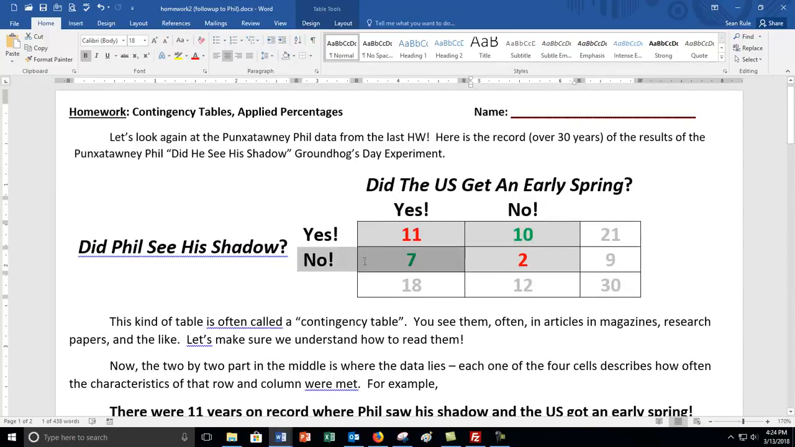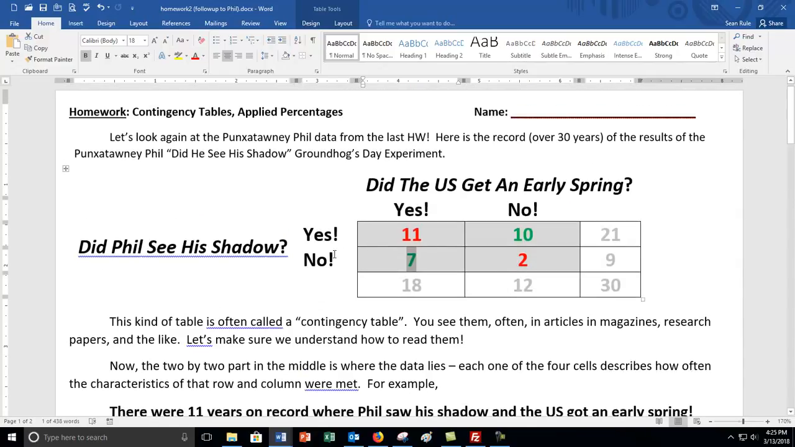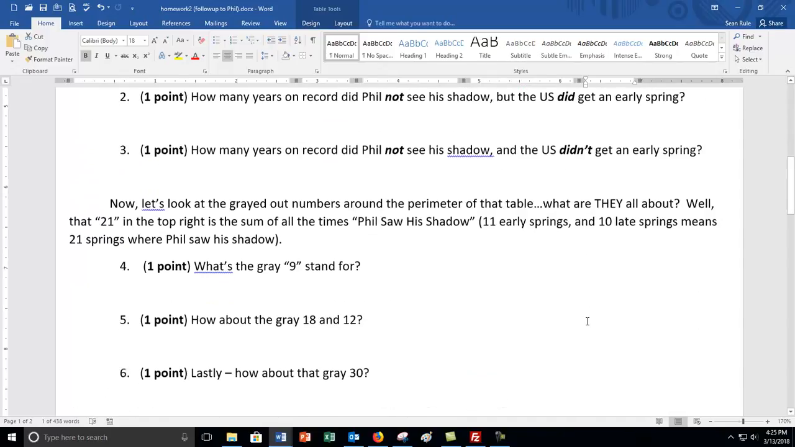Now, here's a not shadow, but yes, early spring. So that's 7 years on record there. And then here, how about not see his shadow and didn't get an early spring? That's 2 years on record. So you got 11 plus 10 plus 7 plus 2, which adds up to 30 years on record. Okay, beautiful.